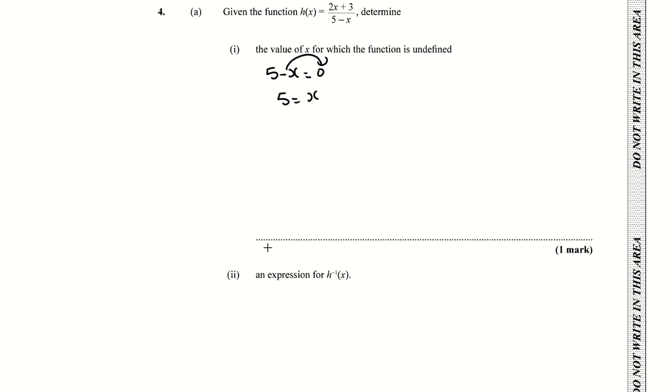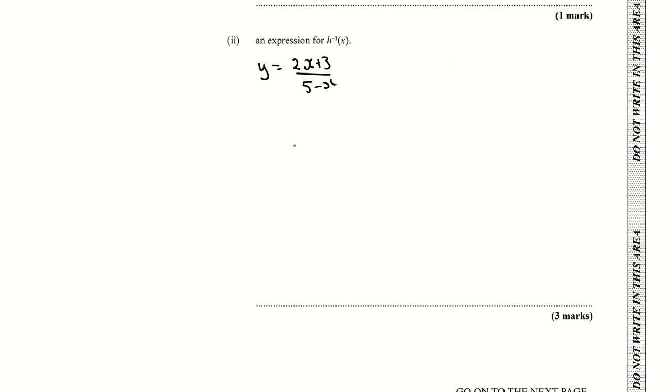An expression for f inverse x. So again, let y be equal to h of x, which would be 2x plus 3 over 5 minus x. Then you interchange x and y. Do not write in the shorthand I am writing. Write the words interchange x and y, or exchange x and y, whichever one you want to put. So that's x is equal to 2y plus 3 over 5 minus y. We want to make y the subject.